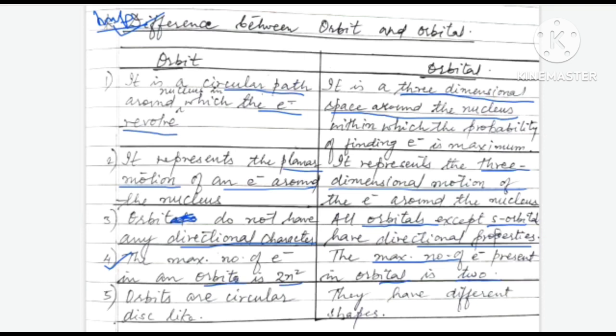And the last point is that orbits are basically circular disc like. They appear like a circular disc. Whereas orbitals have different shapes. As we have already discussed the shapes of orbitals, in this way you can find that an orbital may have different shapes.